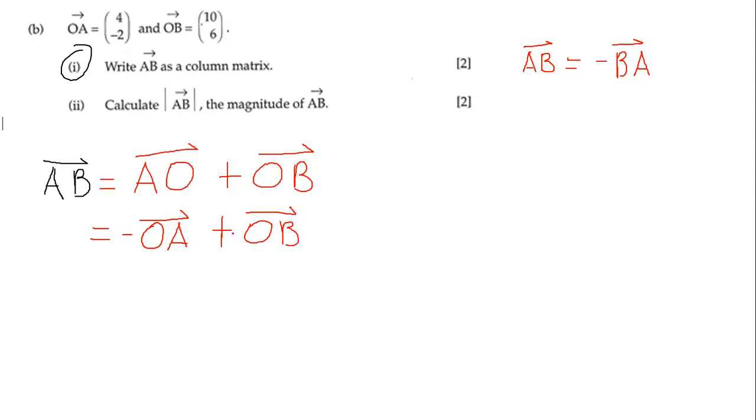Okay, so let us simplify. So what is OA based on the information they give us on the top? Well, OA is equal to 4 and negative 2. So it's going to be negative, because we have a negative out front. And it's going to be open bracket 4 and negative 2, plus OB. What is OB? OB is 10 and 6.